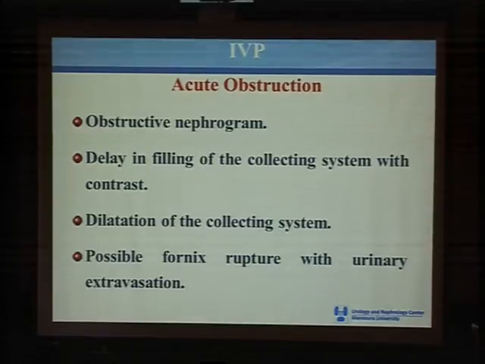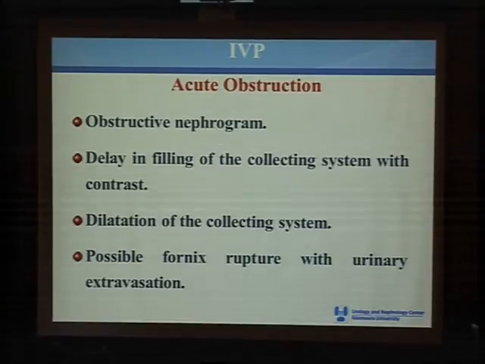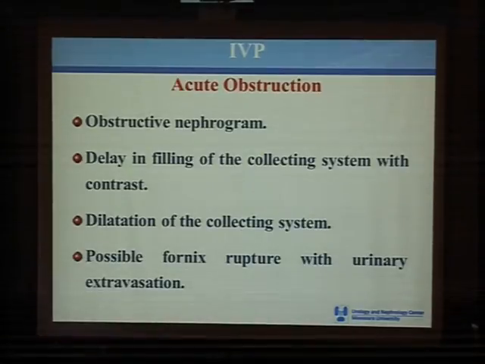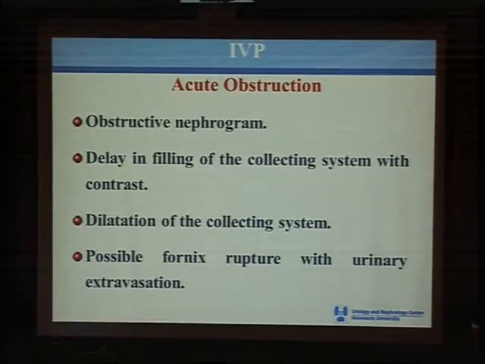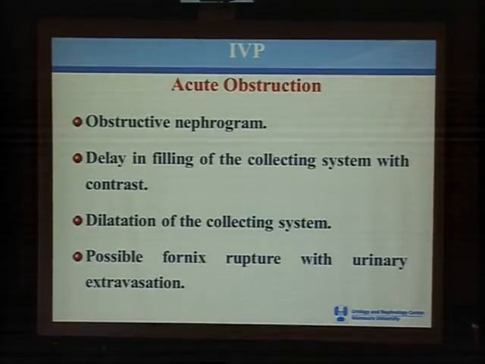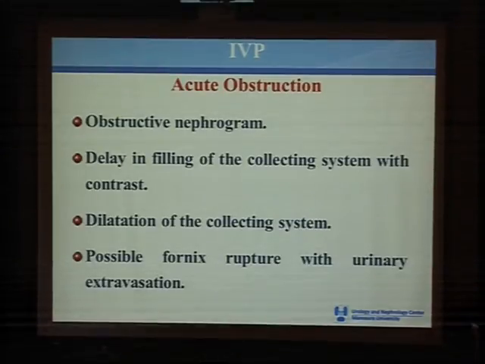What are the signs on IVP of acute obstruction? Number one, there could be an obstructed or persistent nephrogram. This means that the dye is entrapped inside the kidney, and the kidney is not able to excrete the dye. Therefore, the kidney will appear like a big piece of bean, white in color. This is due to entrapment of the dye inside the parenchyma of the kidney.